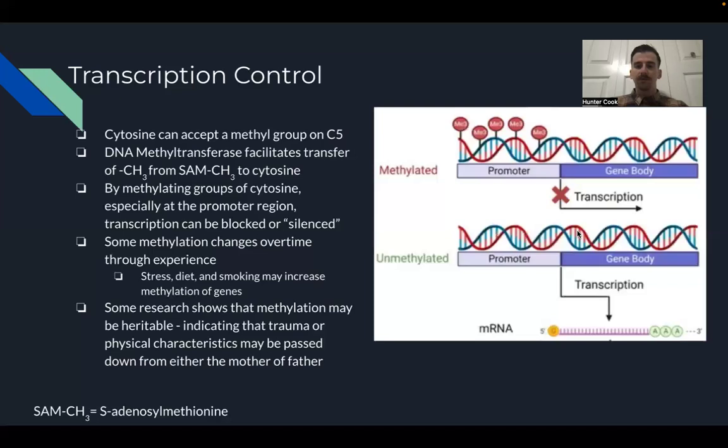I think I've got this going to show that right there. So we've got our methyl groups put on our cytosines. That's going to keep the transcription enzymes from attaching to the promoter, and then no transcription is going to occur. So it's going to block that mRNA from being created at all.